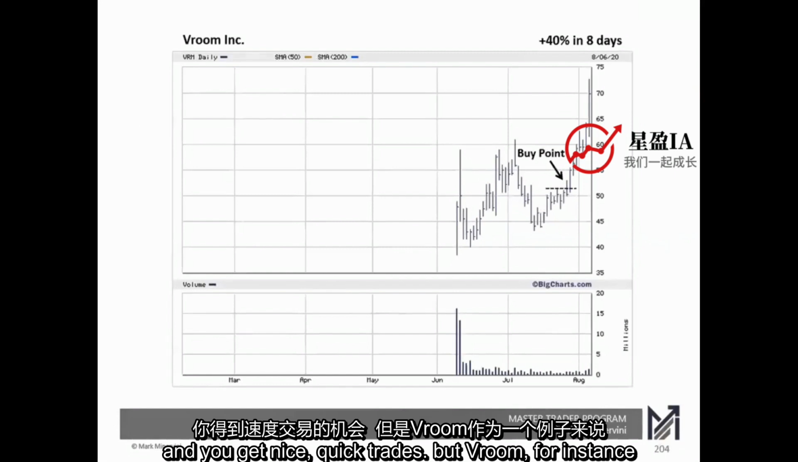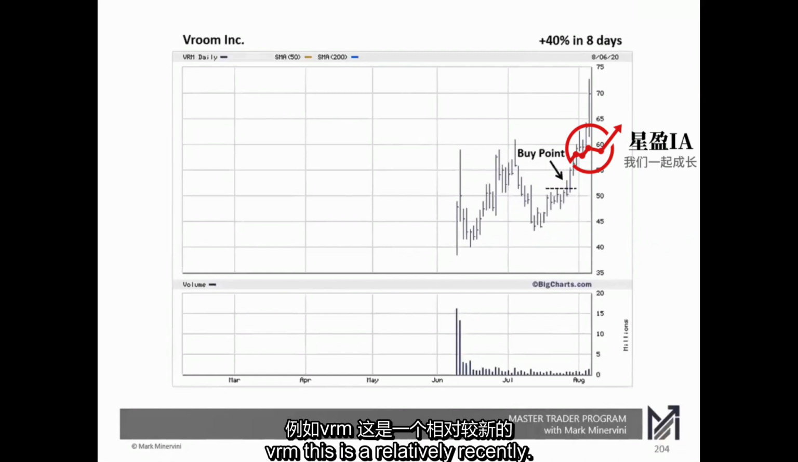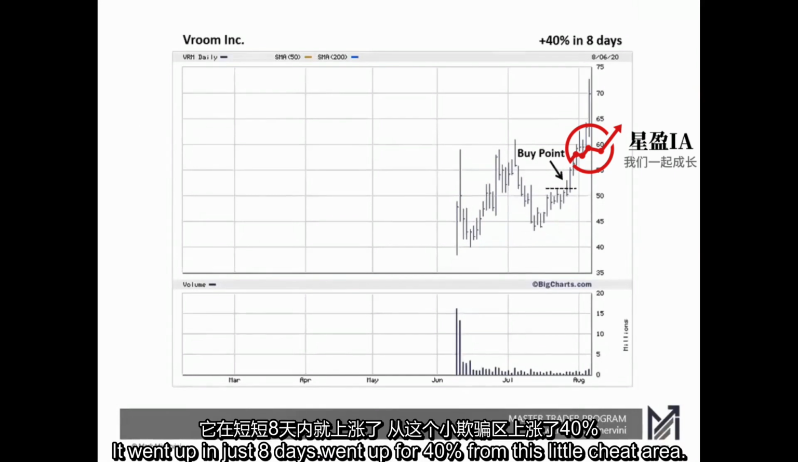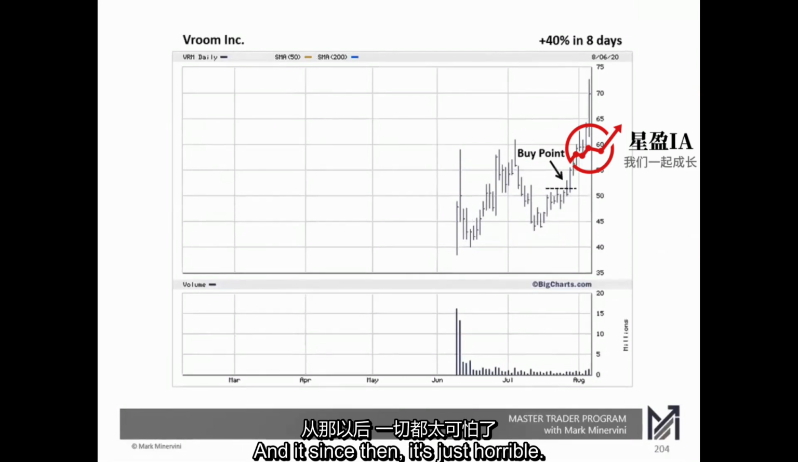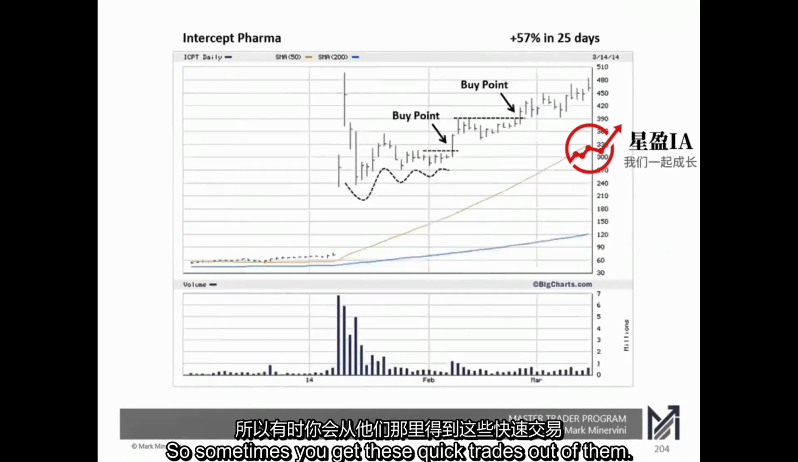But Room, for instance, VRM, this is relatively recently. It went up in just 8 days. It went up 40% from this little cheat area. But then again, after that, there wasn't much more in the tank, and since then it's just been horrible. So sometimes you get these quick trades out of them.